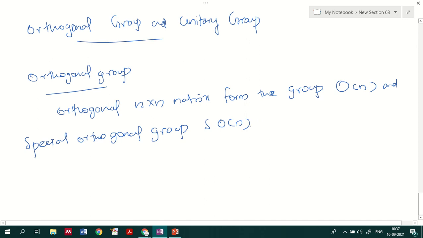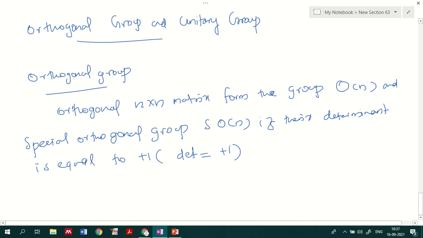If their determinant is equal to plus 1, that means in this case if you get the n by n matrix of order n, the special orthogonal group SO of n, their determinant should be equal to plus 1; only then can we say that such matrices are orthogonal. And there is also another representation we will consider when it is a special orthogonal case.